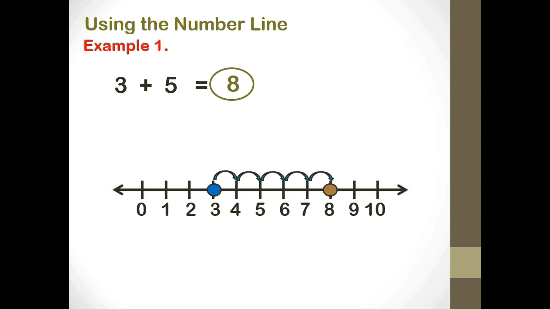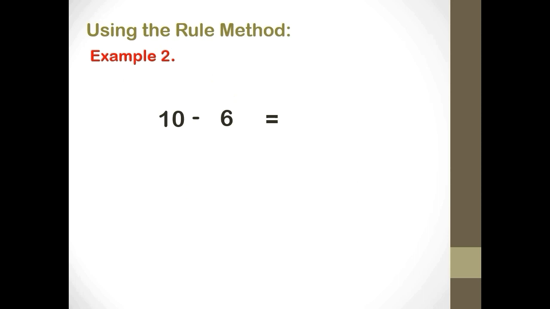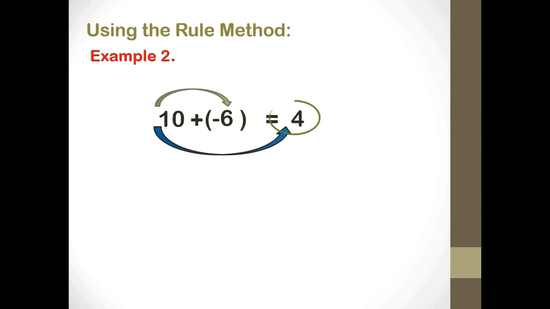Now let us have another example. Using the rule method on subtraction, so first, we change the sign of the subtrahend. We change the operation to addition. And we apply the rules on addition. Now, since we are adding unlike signs, therefore we will subtract. 10 minus 6, you have 4. And since 10 has greater absolute value than 6, we followed the sign of 10, which is positive. Therefore, our answer is positive 4.